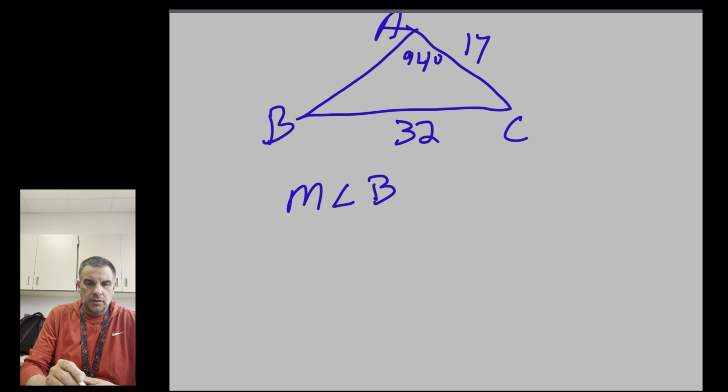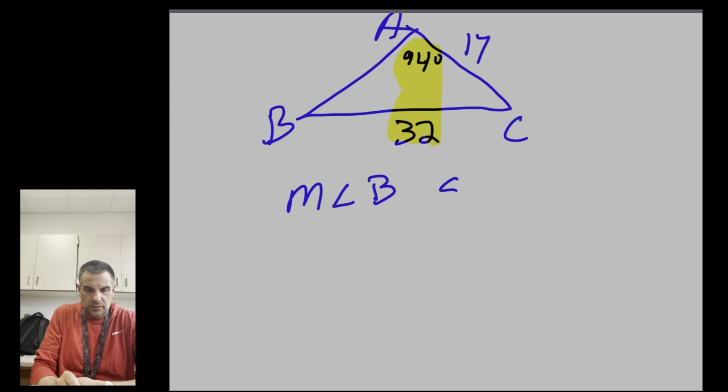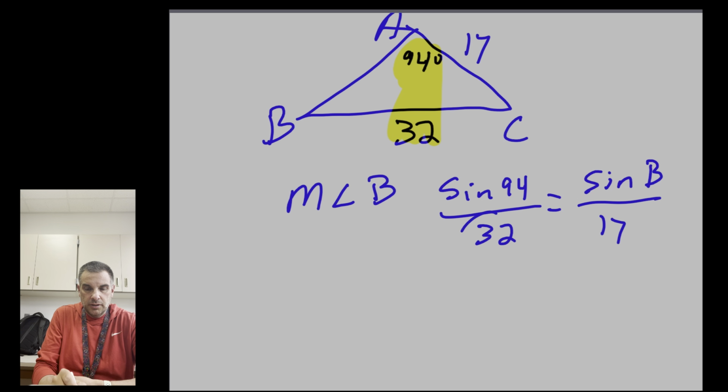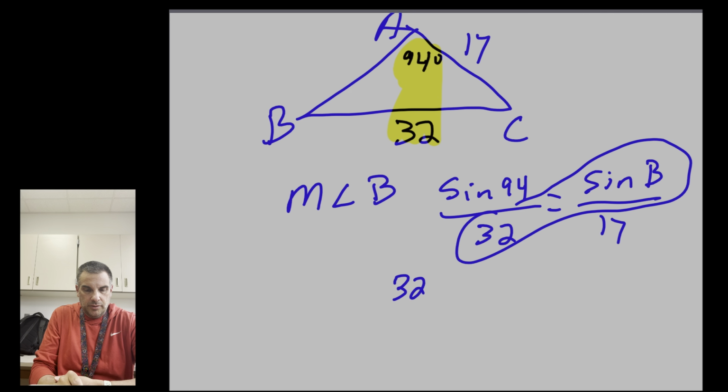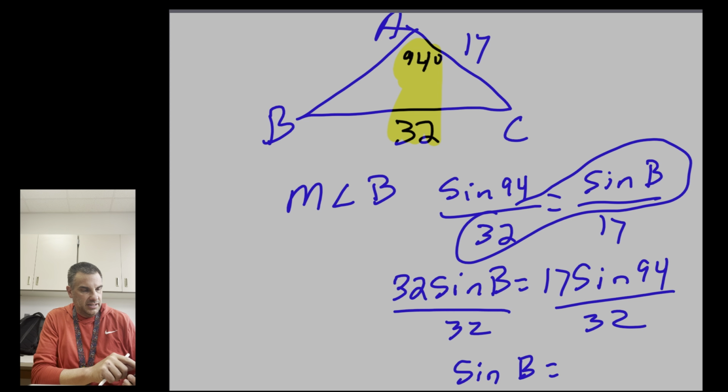I'll work through it. Okay, so my master ratio uses the two that I know. So I'm going to go the sine of 94 over 32 is equal to the sine of the angle that I'm trying to find, B, over the length of its opposite side, 17. Cross multiply. 32 times the sine of B equals 17 times the sine of 94. Divide by 32. So you get the sine of B is equal to 17 sine 94 divided by 32.